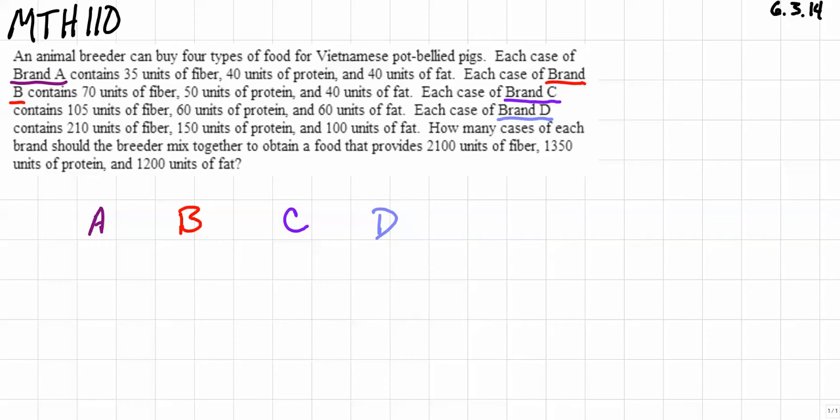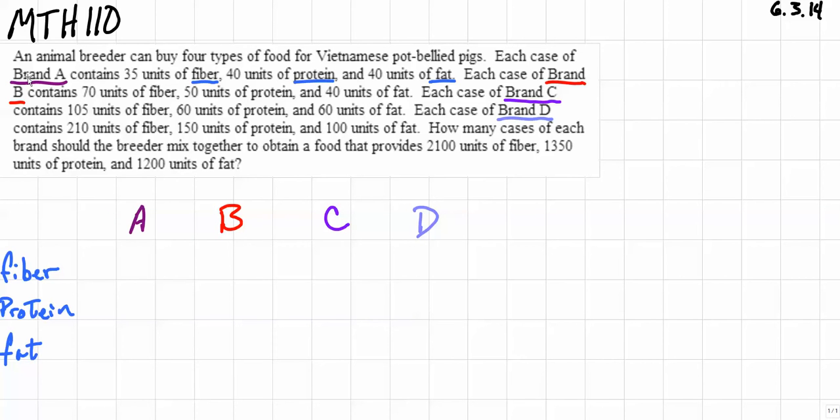And then we're going to understand that each one of these brands contains 3 different units of something. And those somethings will be the fiber, the protein, and the fat. And since there are 3 things that we're dealing with, fiber, protein, and fat, I'll go ahead and write fiber here. I will write protein here. And I will write fat right here.